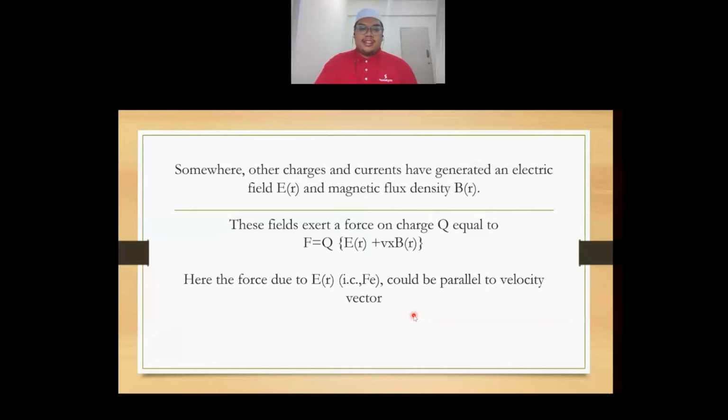Somewhere, other charges and currents have generated an electric field and magnetic flux density. This field exerts a force on charge Q equal to this formula. Q is the charge, E is the electric field, and B is the magnetic flux density. Here the force due to the electric field could be parallel to the velocity vector.